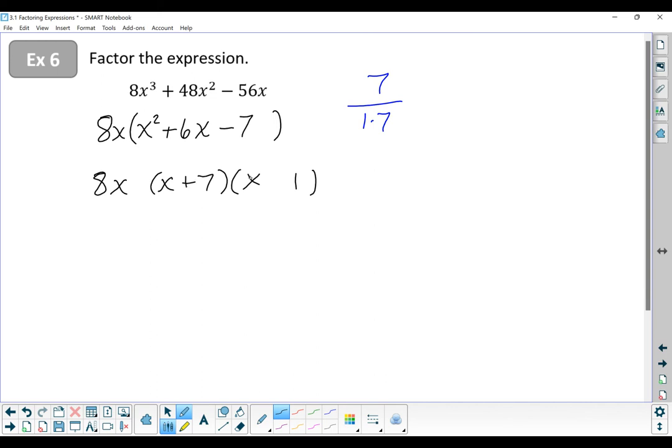To get a negative 7, I need one of the numbers to be negative, and to get a positive 6 in the middle, the 7 should be positive and the 1 should be negative. So that is my factorization. I don't know why I'm rewriting it. Just for funsies, because there's a weird space that was kind of bugging me.